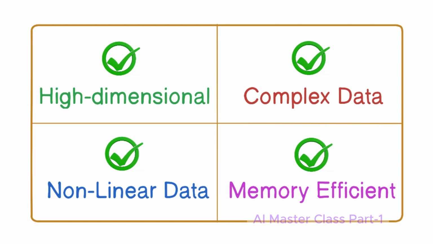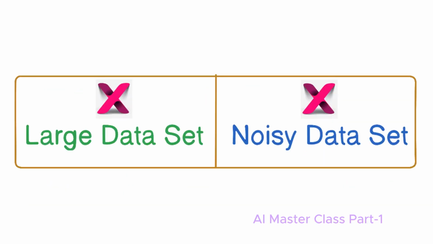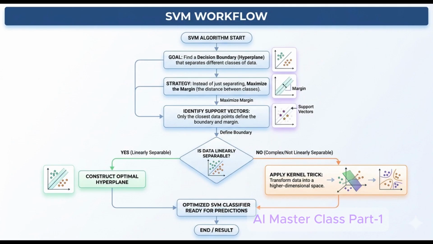But just like other algorithms, it also has some drawbacks. SVM is not good for large and noisy datasets because it slows the training speed, it is very difficult to perform parameter tuning, and it is very sensitive to feature scaling. Now, if we connect everything together, SVM tries to find a boundary that separates classes, but instead of just separating, it maximizes the margin. Only a few points called support vectors define this particular boundary, and when data is not linearly separable, it uses kernels to handle the complexity.